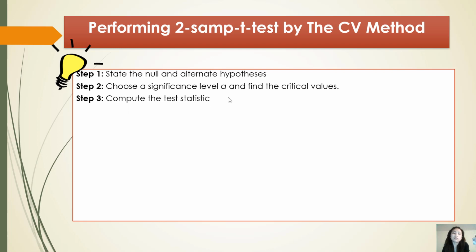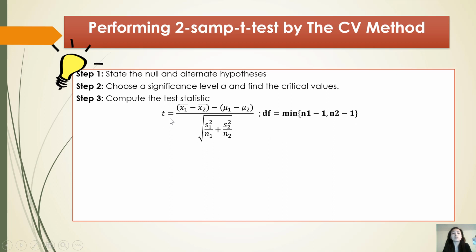Step 3, we have to compute the test statistic. Not only for the critical method, for the p-value method you also have to compute the test statistic. And the test statistic here is t. The reason why we use t, not z, is that in this problem, sigma 1 and sigma 2 are not given, and we are working with the Student t distribution. That's why we use t to represent the test statistic.